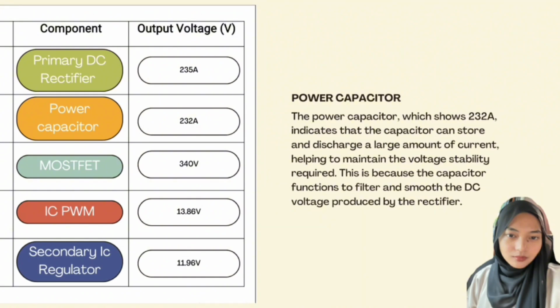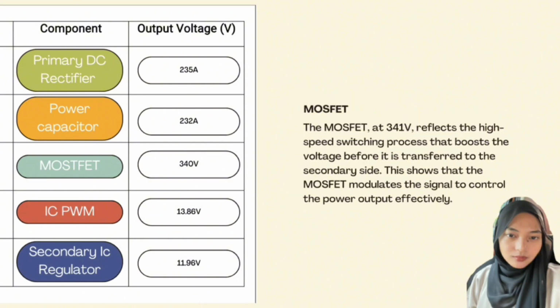Next, the second component is the power capacitor, which shows 232 ampere, indicating that the capacitor can store and discharge a large amount of current, helping to maintain the required voltage stability. This is because the capacitor functions to filter and smooth the DC voltage produced by the rectifier. Thirdly, the MOSFET. The MOSFET at 341 volt reflects the high-speed switching process that boosts the voltage before it is transferred to the secondary side. This shows that the MOSFET manipulates the signal to control the power output effectively.